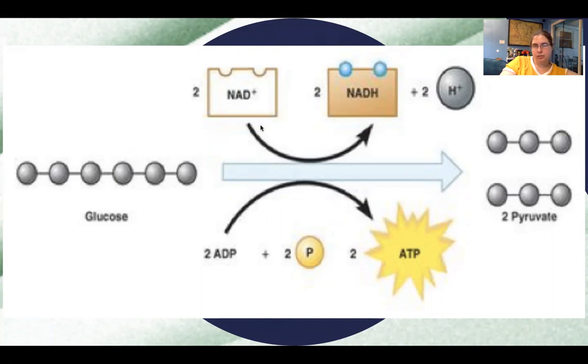We also start off collecting electrons with our electron carrier. So we have NAD+, we add electrons to it, that allows it to become NADH. So we are starting to collect our electrons that we're going to use later on as well.